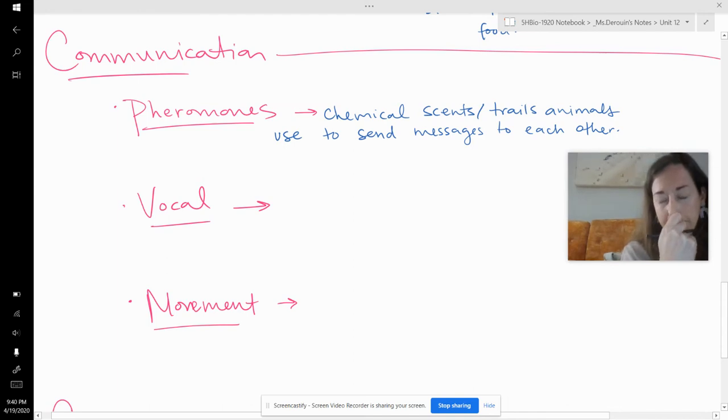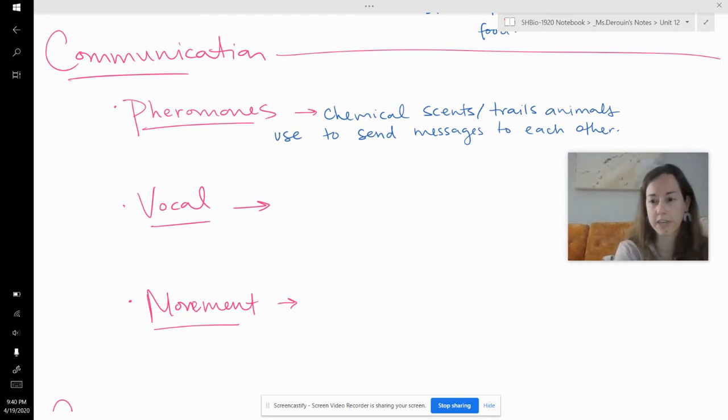Often this is done during mating season. So animals will release a specific chemical that other animals in their species can sense and know that it's time to mate. Also, ants use pheromones to make their trails. So if you have an ant trail going through your kitchen, hopefully not, but if you do, they are actually leaving a chemical trail behind, and that's how all the other ants know to fall in line and follow that path. So that's pheromones.